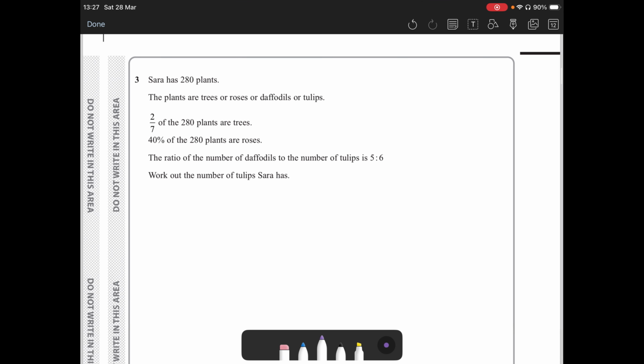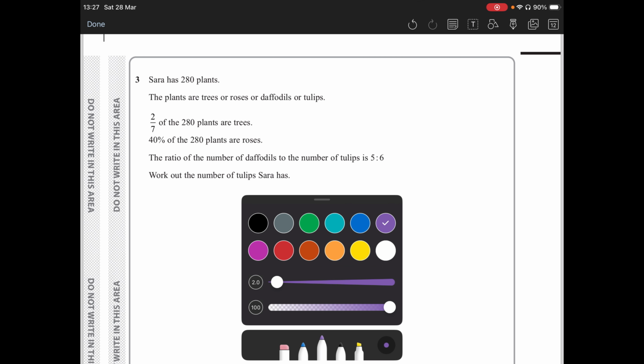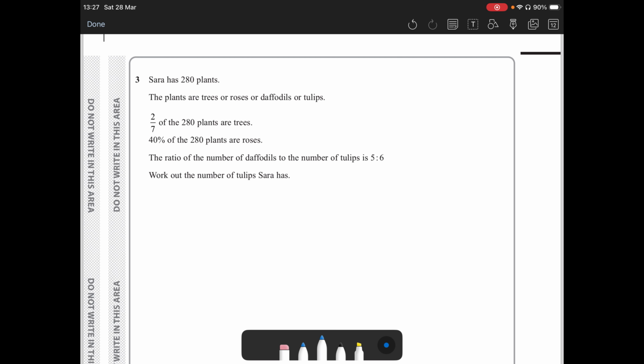Okay, Sarah, what you got for us? 280 plants, apparently. And they're one of 3 plants. And we know 2/7 are trees, 40% are roses. So how many are... Okay.